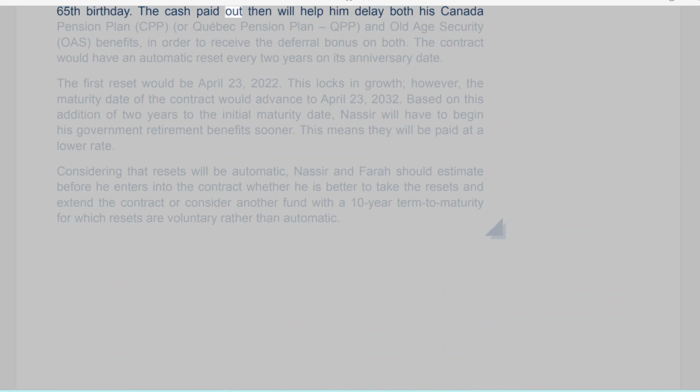The cash paid out then will help him delay both his Canada Pension Plan, CPP, or Quebec Pension Plan, QPP, and Old Age Security, OAS, benefits, in order to receive the deferral bonus on both. The contract would have an automatic reset every 2 years on its anniversary date. The first reset would be April 23, 2022. This locks in growth. However, the maturity date of the contract would advance to April 23, 2032.